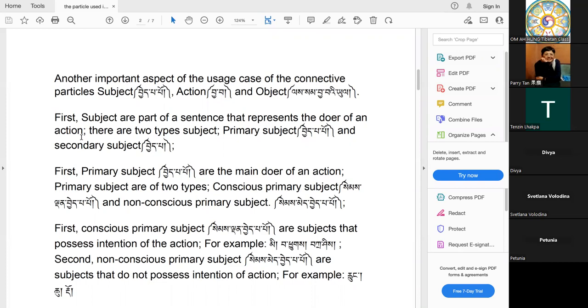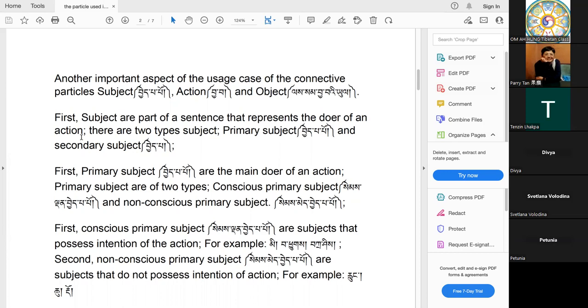And there are two types of subject: the primary subject, chebapo, and the secondary subject, chepa. Now the question is, what is chebapo, the primary subject, and what is chepa, the secondary subject?